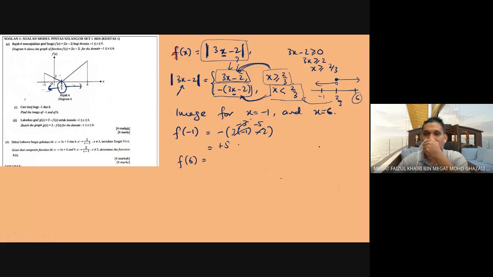6 lies in the domain greater than 2 over 3, referring to the domain for the function 3x minus 2. So 3x minus 2 equals 3 times 6, which is 18, minus 2, equals 16. Okay, so the coordinates are (-1, 5) and (6, 16).